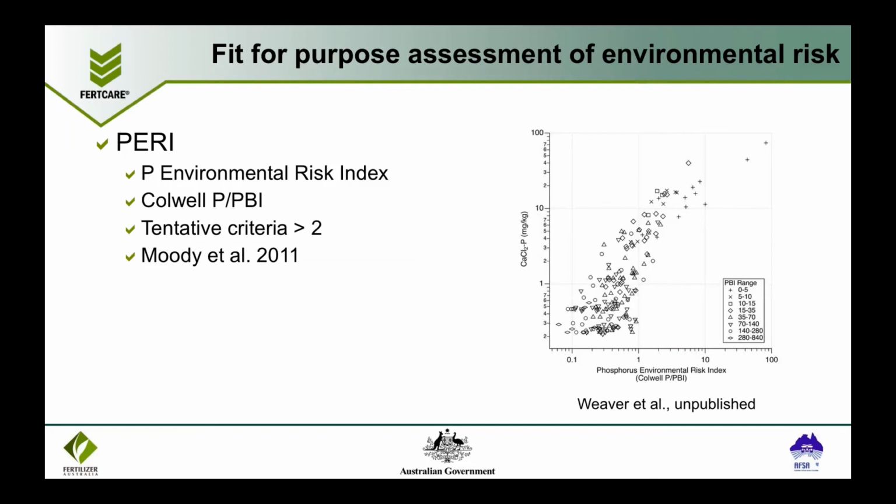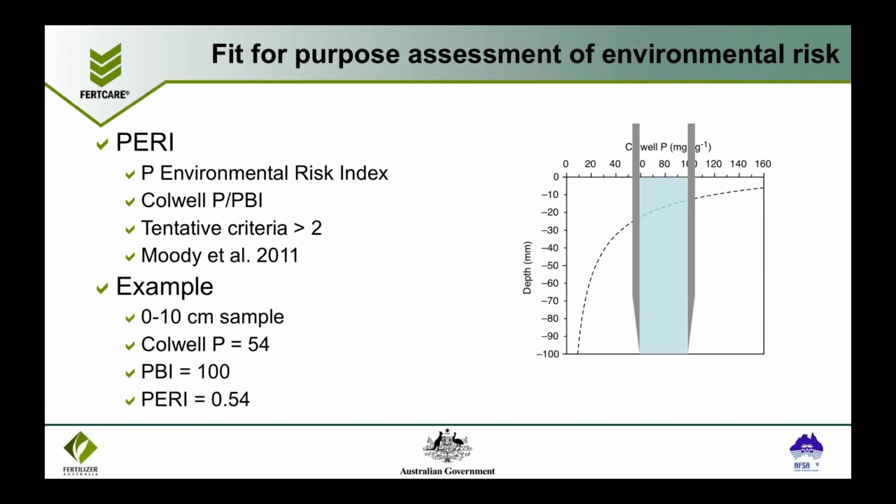We find some pretty good correlations between that risk index and the extraction of calcium chloride or soluble phosphorus out of those soil tests. But I just want to quickly go through an example here. If we're taking a 0 to 10 centimetre soil sample, we might find that soil sample has a CoLP of say 54, a notional PBI of 100, and so we get a PEri, or phosphorus environmental risk index, value of 0.54. So 54 divided by 100 gives us 0.54 as our risk.